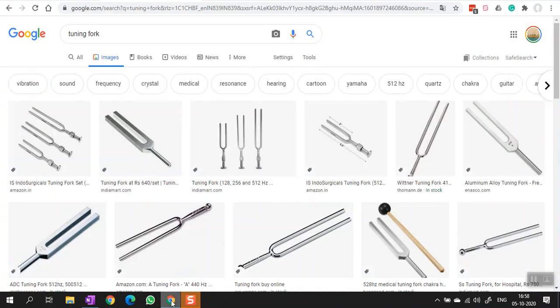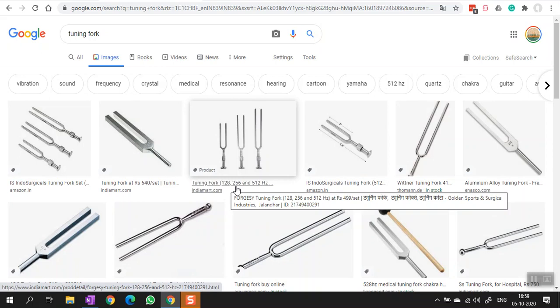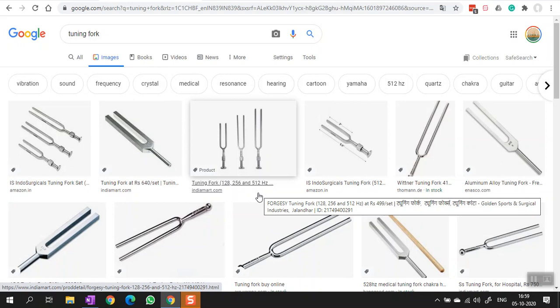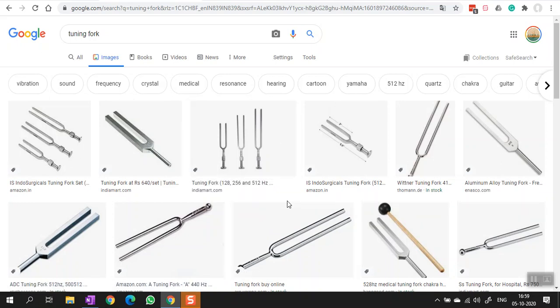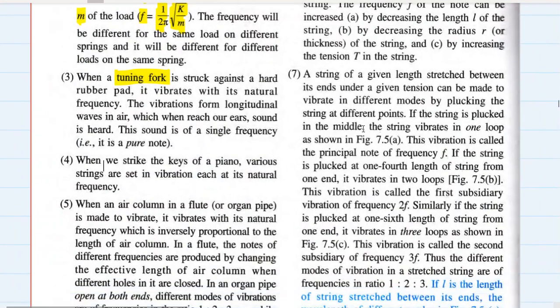So tuning fork, remember, it is not a musical instrument. Tuning fork is generally used to tune musical instruments. Okay, and it does not produce music. Remember, music is combination of notes of various frequencies. In tuning fork, you get a sound which is note of a single frequency, which is known as a pure note. So you see that tuning forks are marked with certain frequencies, 128 hertz, 256 hertz, 512 hertz, different frequencies, right? They produce a certain sound of fixed frequency, which is known as a pure note.